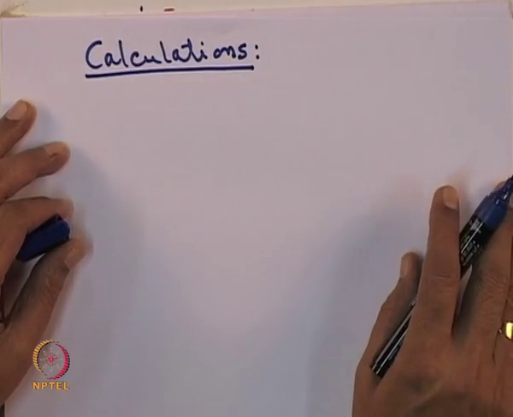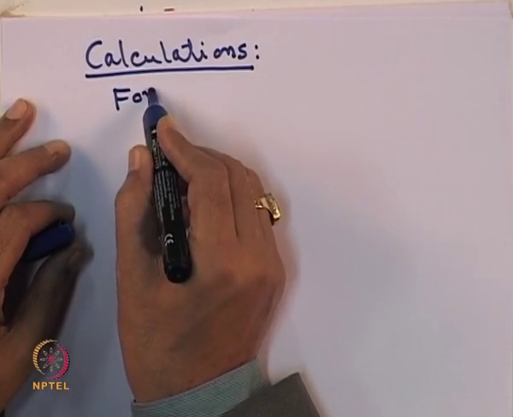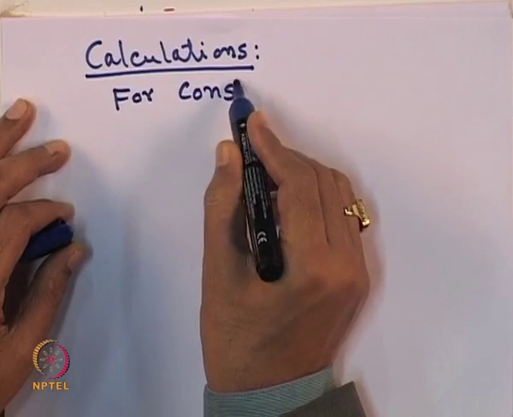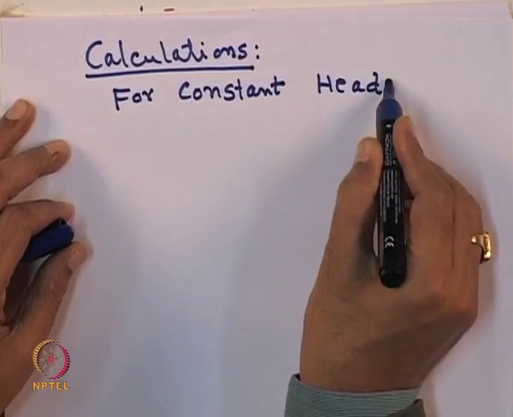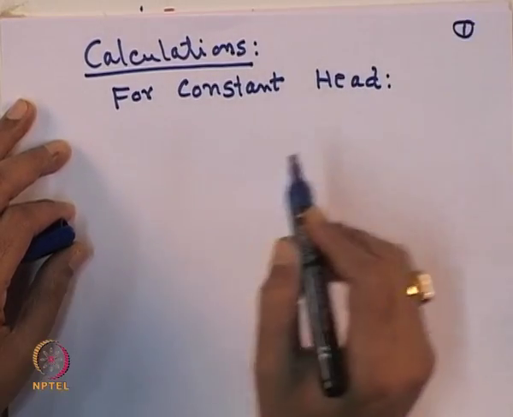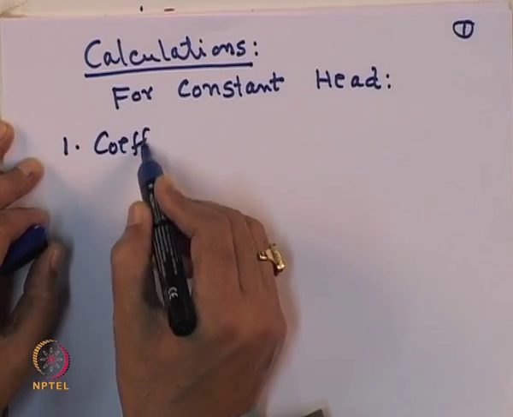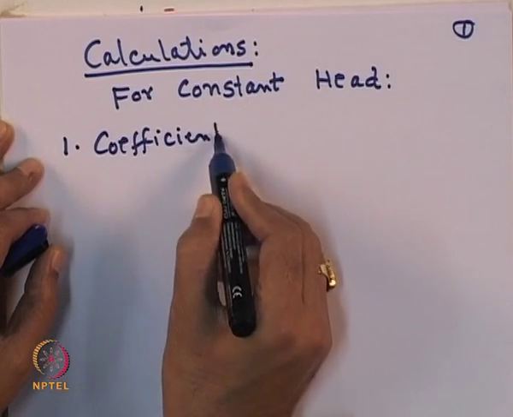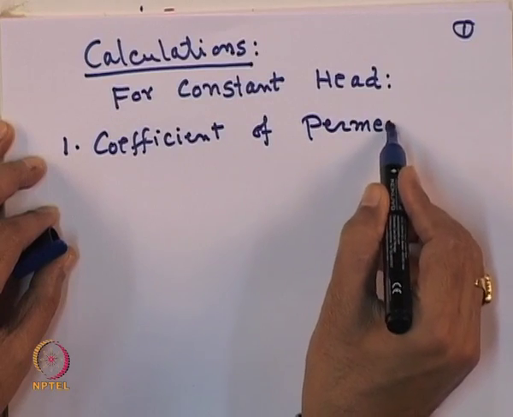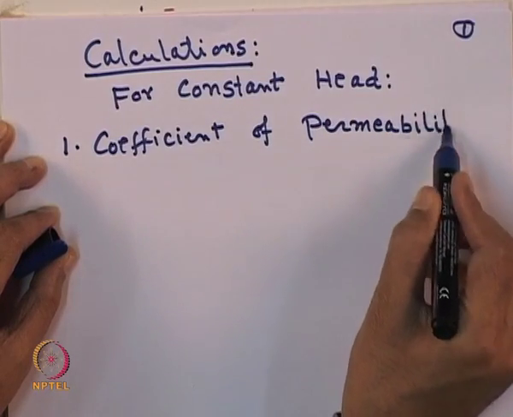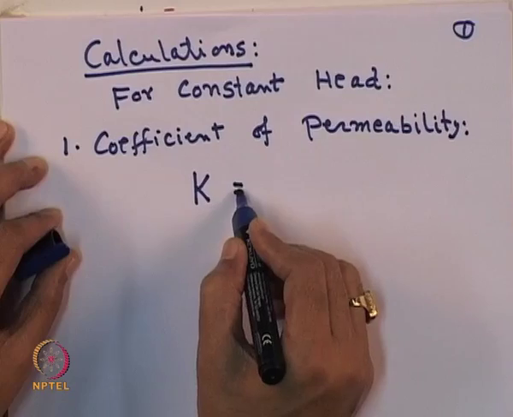To determine the coefficient of permeability. Now, we are discussing the constant head permeability test. First of all, know what the coefficient of permeability will be. And that is designated as K.